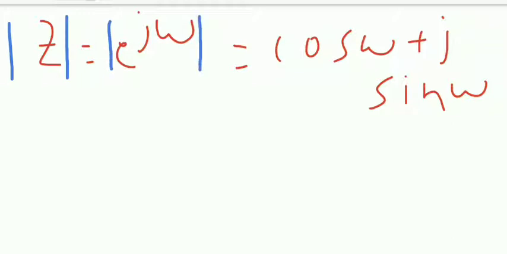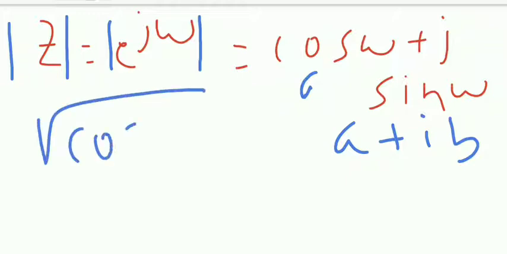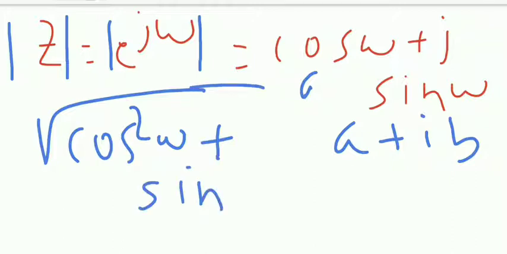So we know it is in a plus ib form, so a complex number. For a plus ib, what is the magnitude? Root of a squared plus b squared. Here a is equal to cos, so cos squared omega, and b is equal to sine, so sine squared omega.